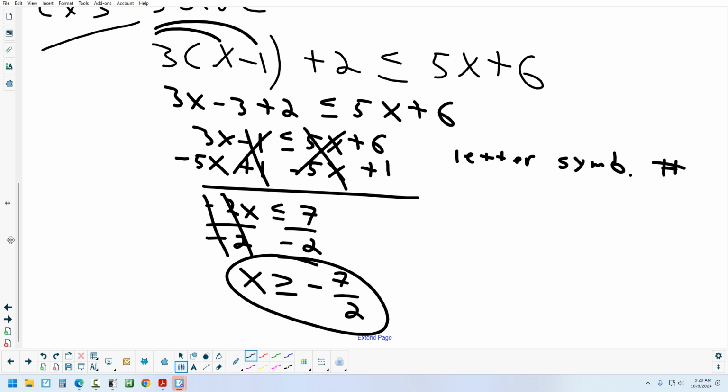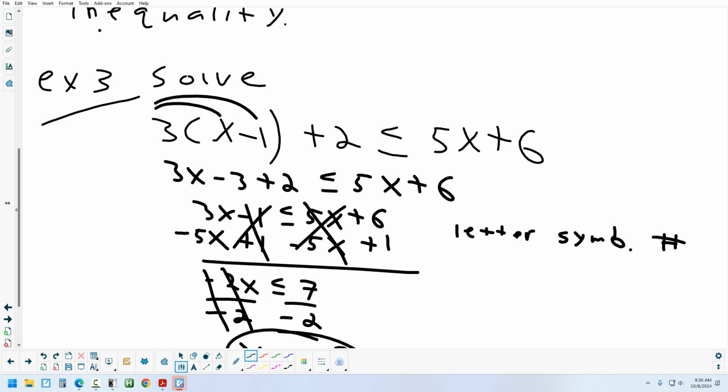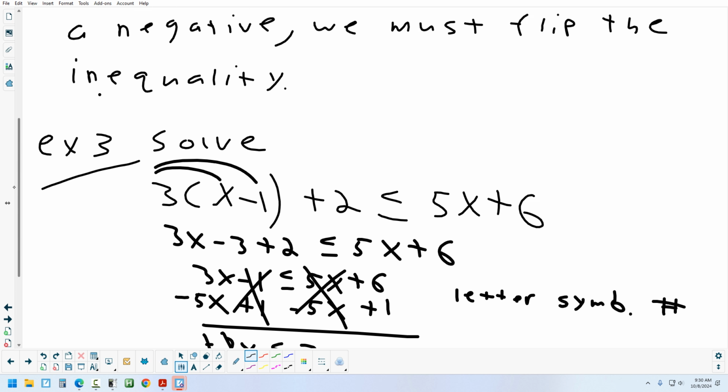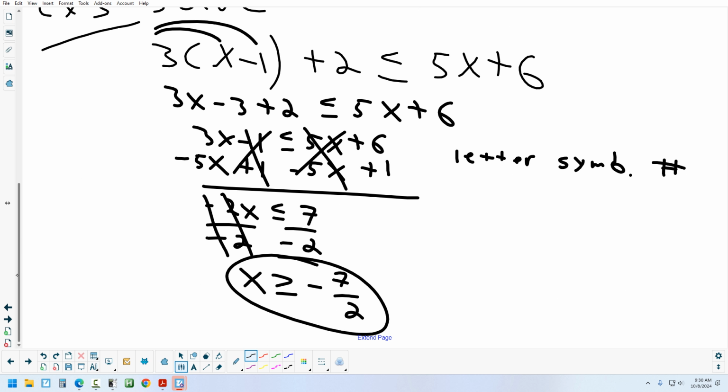Okay, and the way that I wrote my answer there, is that an integral, an inequality, or a graph? Inequality. That's an inequality, and it's fine. They didn't say how to write your final answer, so I would just leave it like that. Okay, any questions on that one?